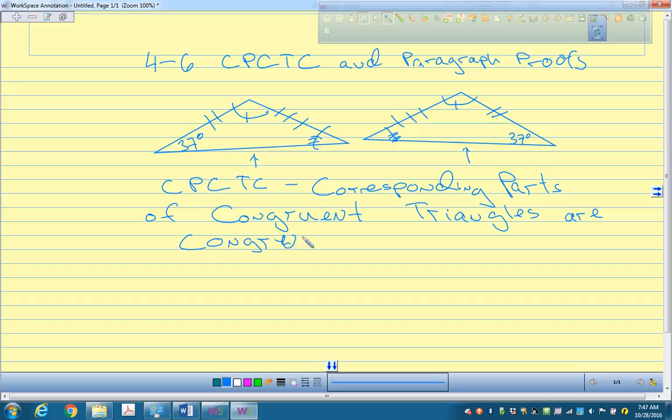Corresponding means they line up, right? So it basically means if I know that these triangles are congruent, then I know that these other pieces are congruent, that these other pieces are congruent, that these other pieces are congruent. Okay? And you use that a whole lot in proofs. Okay? And we're going to start with a little paragraph proof.